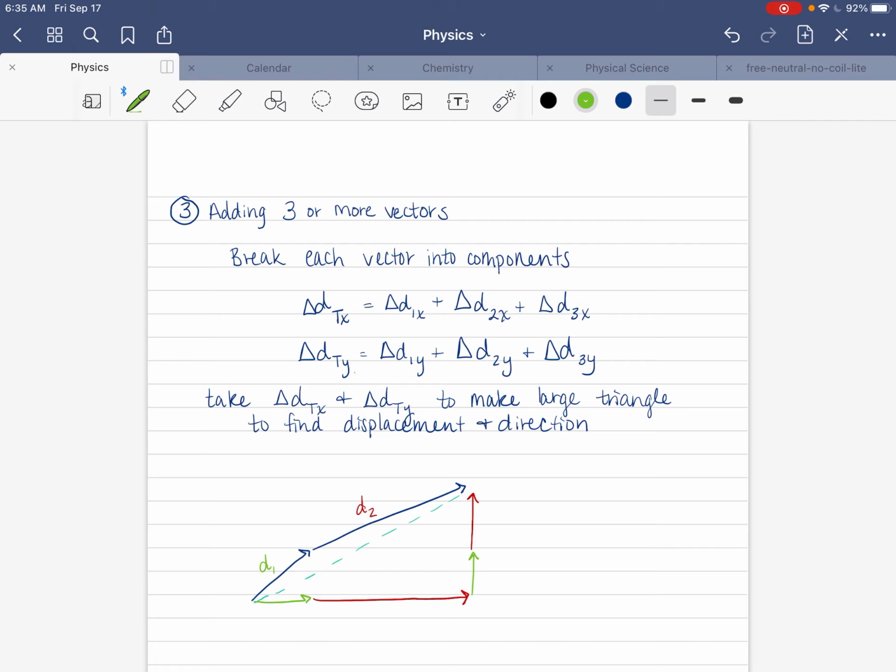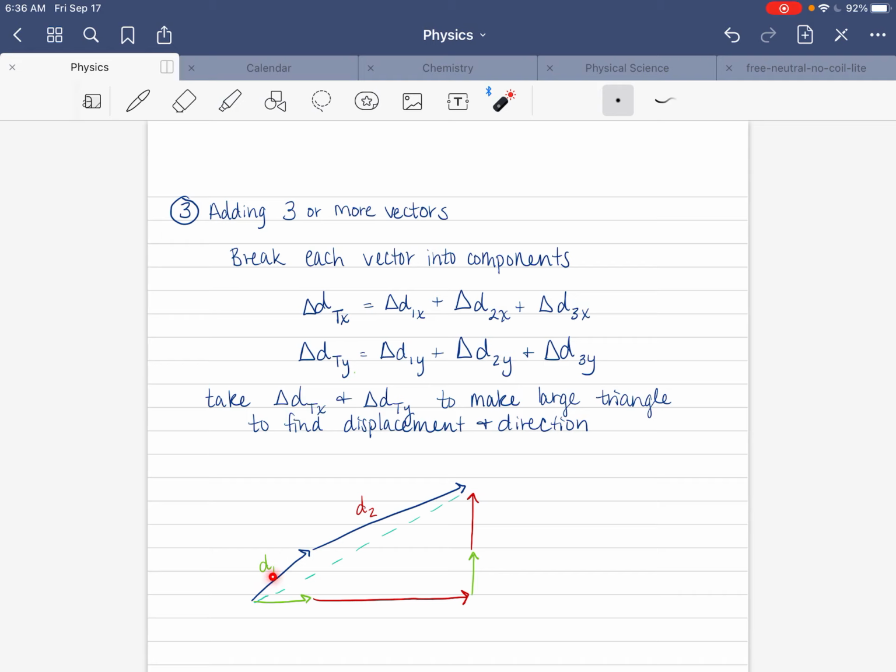So when we do this, we basically take each of our displacements, so this would be for vector 1, vector 2, vector 3, but we just take the x component, and we're going to add up all of those in order to determine the total displacement in the x direction. And then we do the same for the y axis, so we add up all of the y components of each of the 3 vectors to get the total y displacement. Then we take both the total x and the total y to make one large triangle to find displacement and direction.